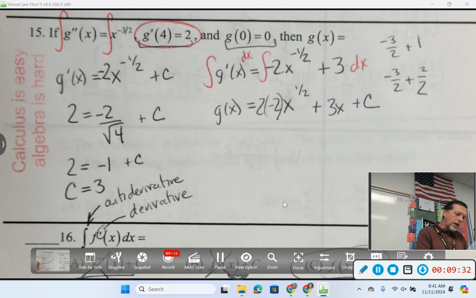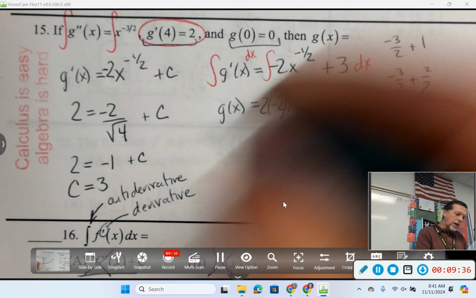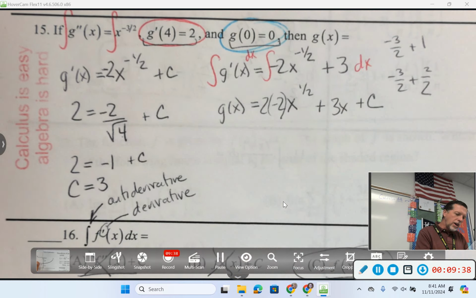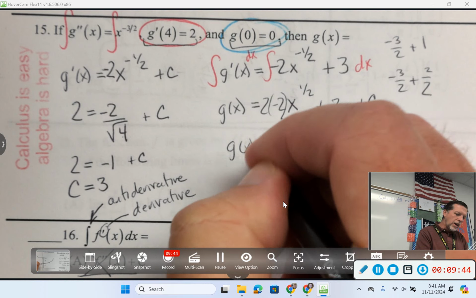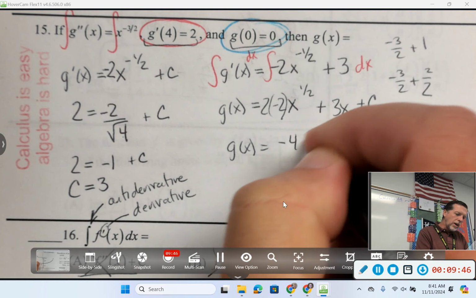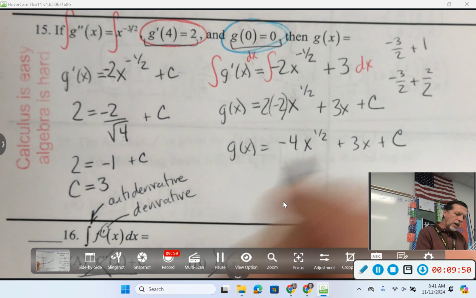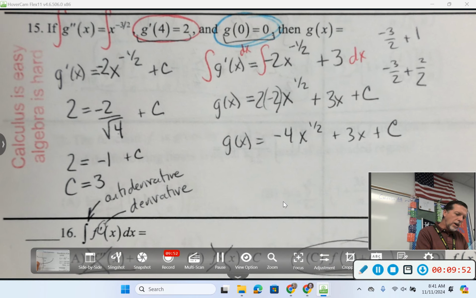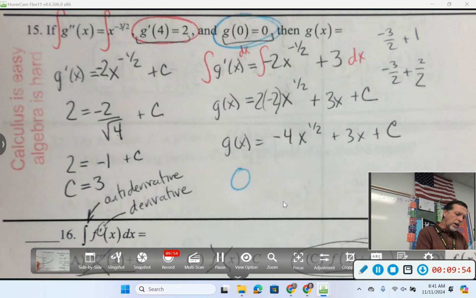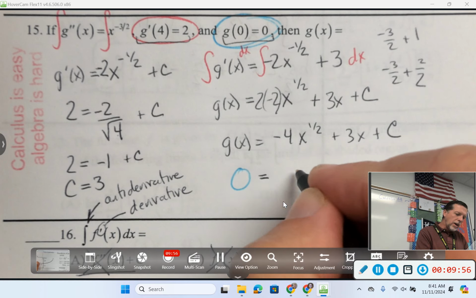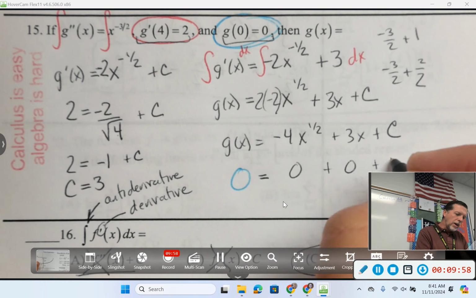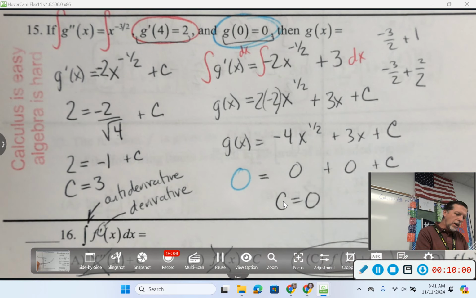Usually students don't forget the plus c on these type of problems because they know otherwise, why is that there? It's so that you can figure out what c is. Okay, so g of x is negative 4x to the 1/2 plus 3x plus c. I plug in 0 to get 0. I get 0 plus c. So C equals 0.